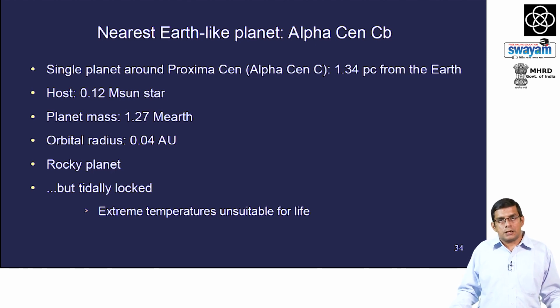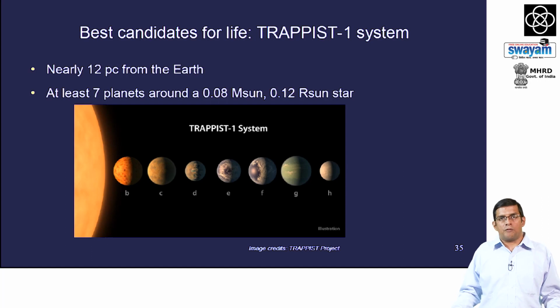The orbital radius is 0.04 AU, so it is much closer to the star than we are, but that does not harm it anyway, because the star is also much less massive than the Sun and therefore much less hot than the Sun. It is also a rocky planet, but still perhaps life cannot exist on it, because the planet is tidally locked, that is, only one side of the planet always faces the star. So, we will have extreme temperatures on the two sides of the planet, both of which will be unsuitable for life.